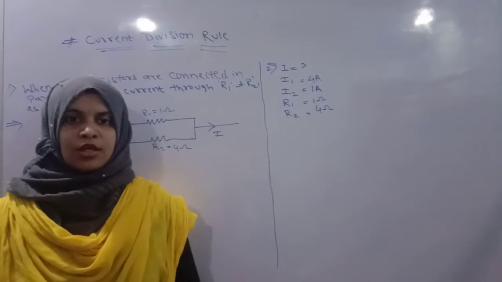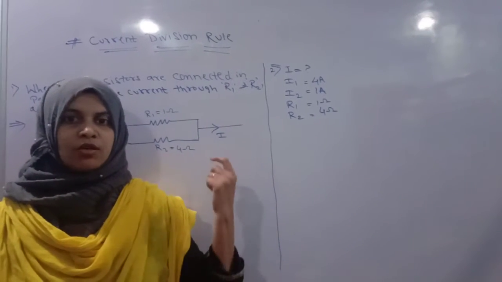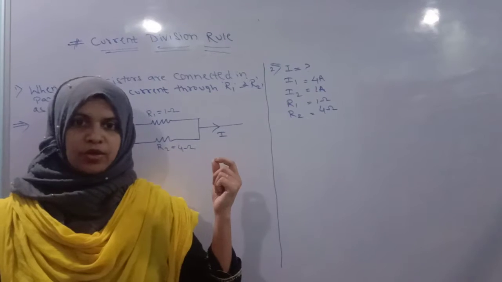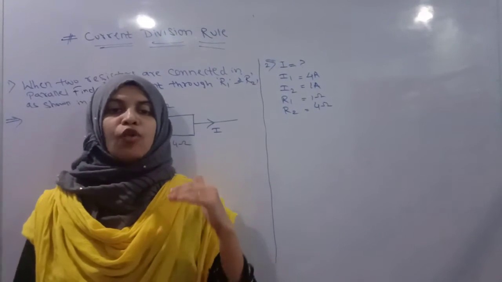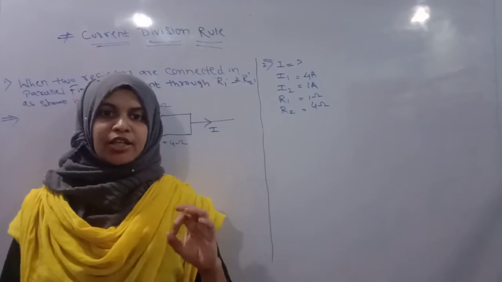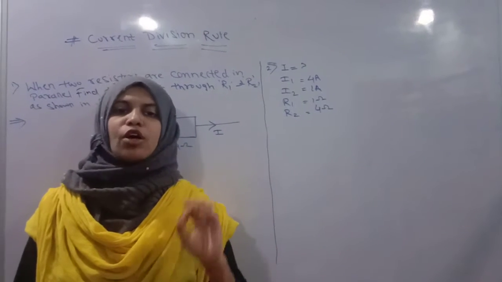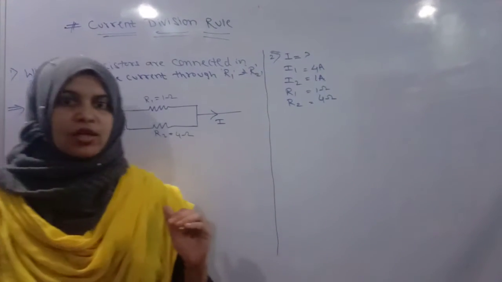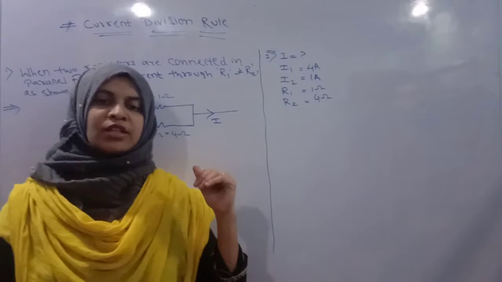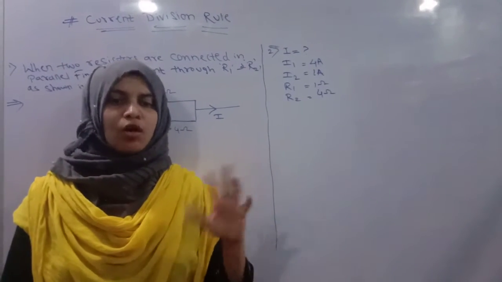Everyone, today we are taking up the topic of the current division rule. In the current division rule, we will see how we can calculate the branch current flowing in a parallel circuit, or parallel connections. That is what we will focus on here, and we will go through it with the help of one or two numericals.